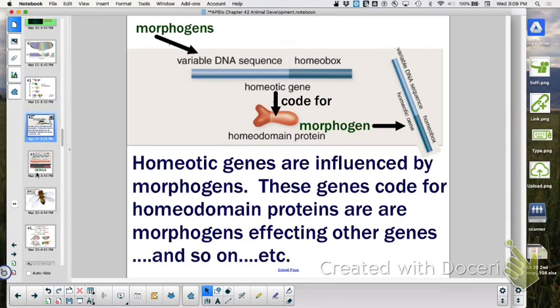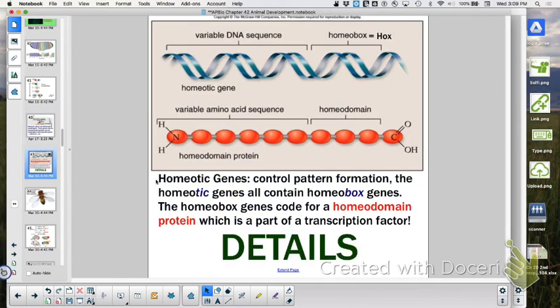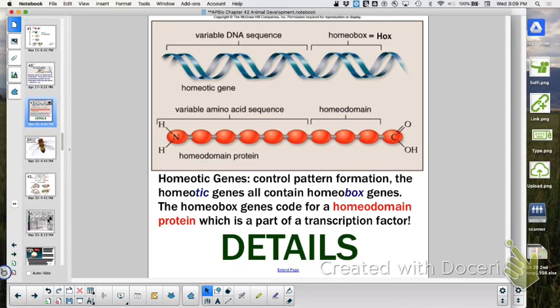Okay, what else do I want to show you? I showed you a little bit about this already. It ultimately affects morphogens, and morphogens are transcription factors. You saw this in the lecture.